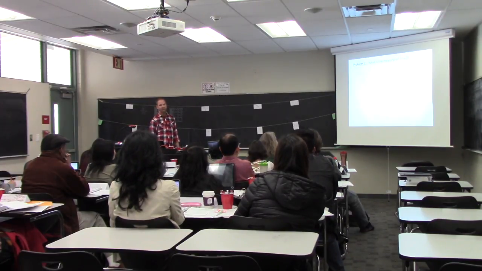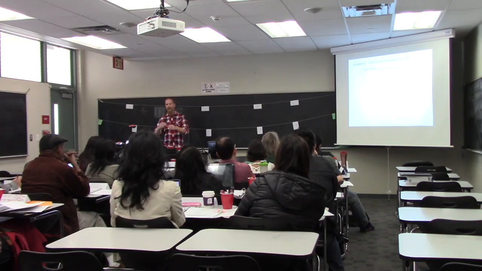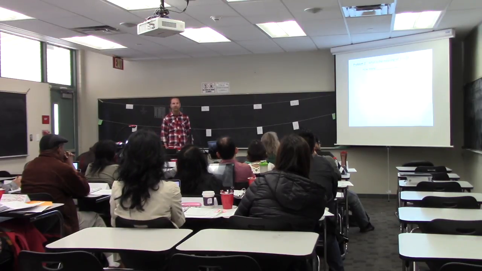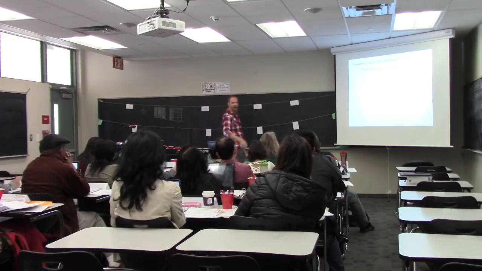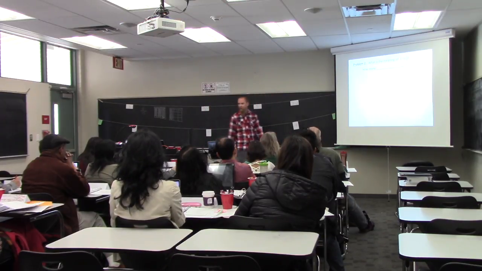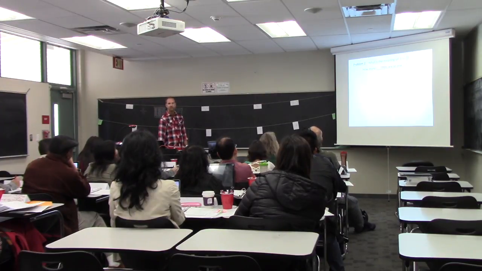What about this one? 1 divided by 1/5. So now what does that mean? How many 1/5 are in 1? So when you ask this about what does 2/3 divided by 4/5 mean, and then they pause and nobody says anything, you just refer back, what did 6 divided by 3 mean? How many 3s are in 6? So this means how many fifths are in 1?